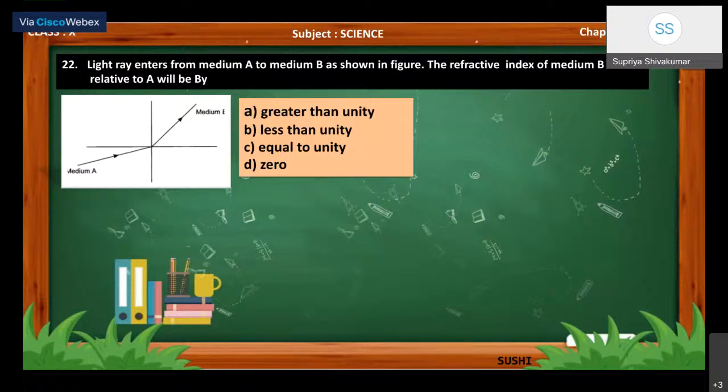Yes, right. Can I move? Okay, moving further. 23rd question: which of the following statements is true? I want you to read the options. Screen share again. Okay, ma'am, I'll just reshare the screen.